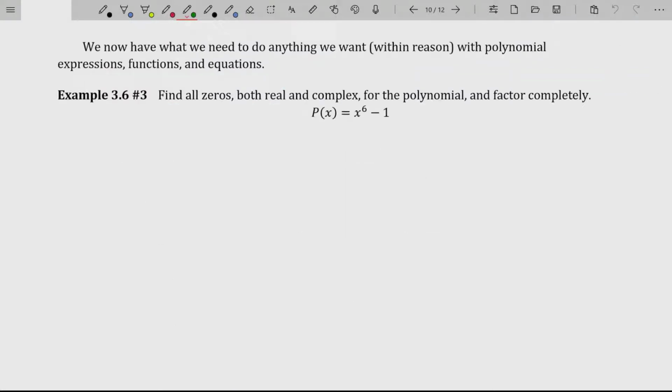So we now have what we need to do anything we want within reason with polynomial expressions, functions, and equations. So let's go ahead and find all zeros, both real and complex, for the polynomial p of x is equal to x to the 6 minus 1, and factor it completely.